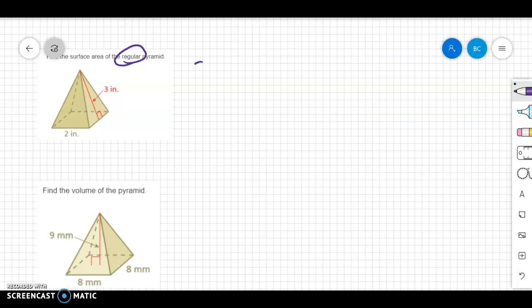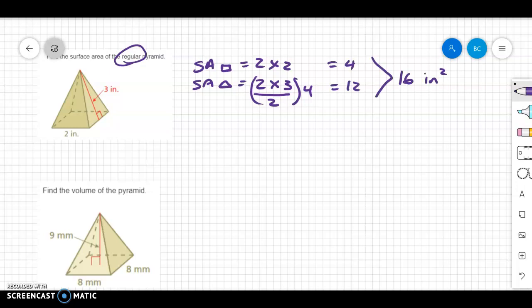be the same. So the surface area of my base, that square base, is going to be 2 by 2. The surface area of one of my triangles is going to be 2 times 3, the base times the height, and notice that this is the slant height. It's not the height of the pyramid, it's the height of the face of the pyramid, divided by 2. And then I have 4 of those. So again, getting out my calculator, I find that my total surface area is 16 inches squared.